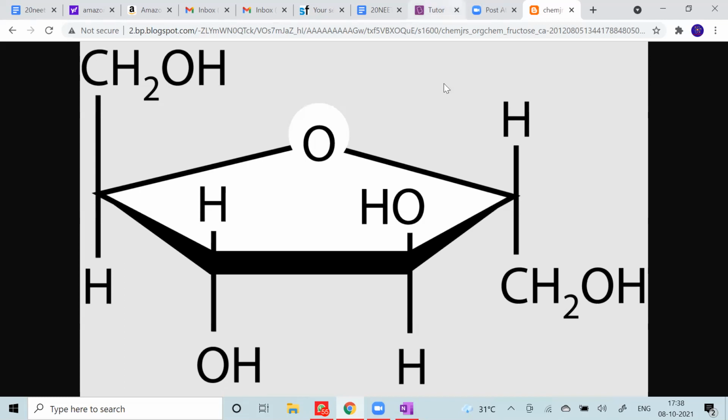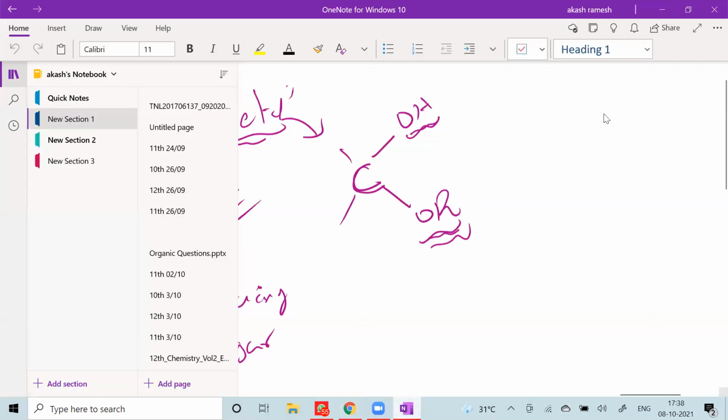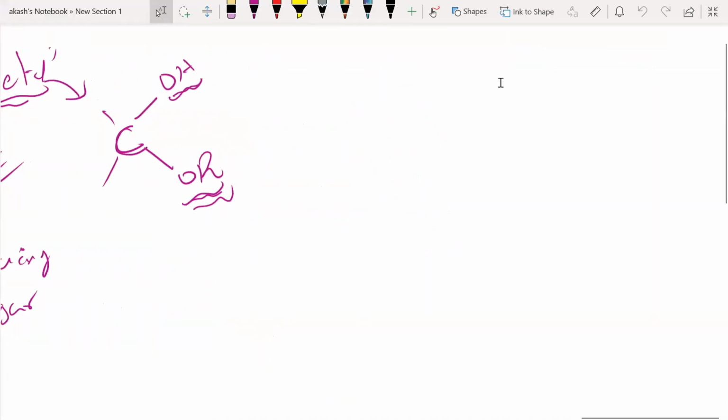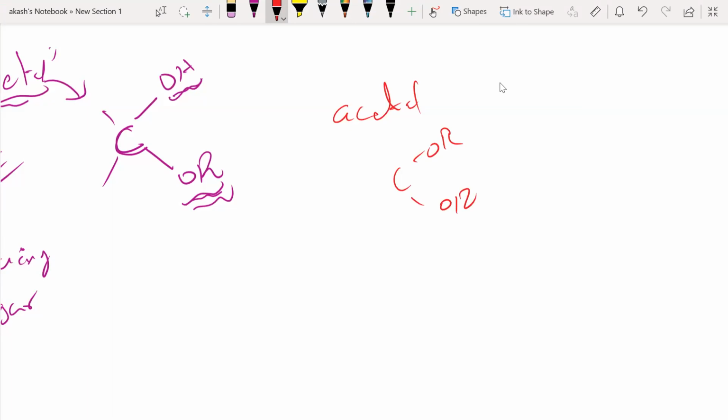So these are the things you have to keep in mind for deciding whether the sugar is going to be a reducing or non-reducing sugar. I was talking about acetal. Acetal is OR and two other bonds. This is what these kinds of structures are called acetals. You will study more about them in detail in your aldehydes, ketones, and carboxylic acid chapter.